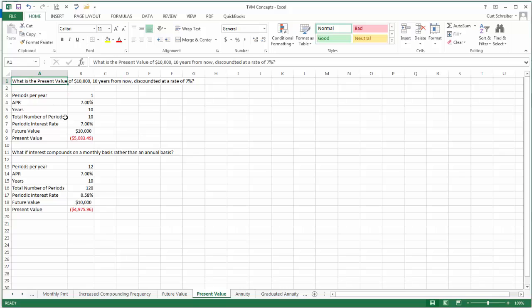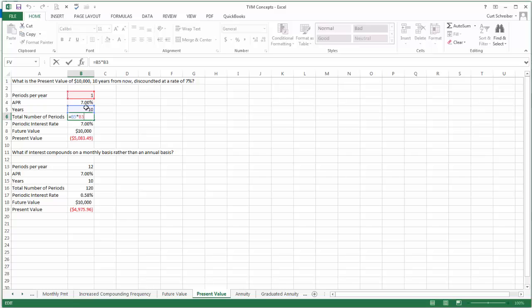Let's take a look. Our question is, what is the present value of $10,000 10 years from now discounted at a rate of 7%? So we have the same kind of setup. The number of periods per year is 1. The annual percentage rate, or the quoted rate, is 7%. Number of years, 10 years. So the total number of periods is going to be equal to the 10 years multiplied by 1 period per year.